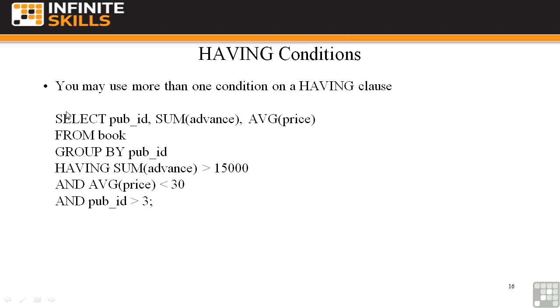Now, you can put conditions on the having clause very much like you do on the where. Notice here in this statement, I have having sum advance greater than 15,000 and the price is less than 30, or rather the average price is less than 30. That's the average price for the group of publisher IDs. That's what I'm grouping on, the pub ID. And the pub ID itself is greater than 3. Now that's not an aggregate, but I can do it this way. Let's go ahead and give that a try.